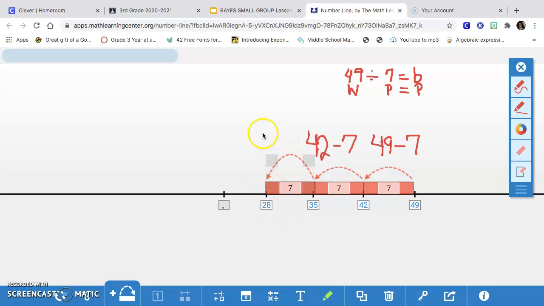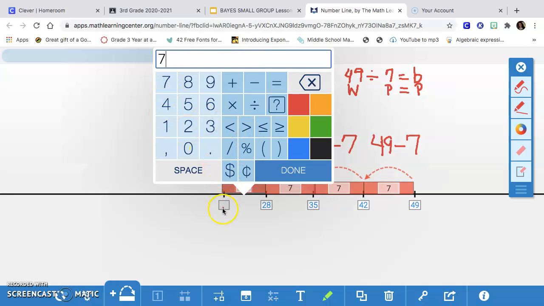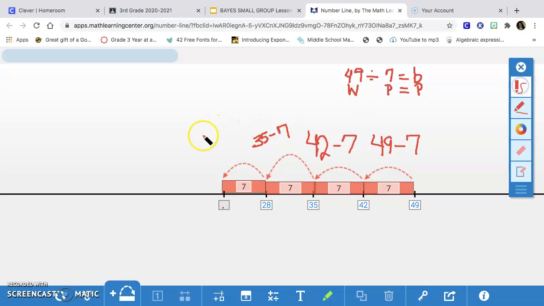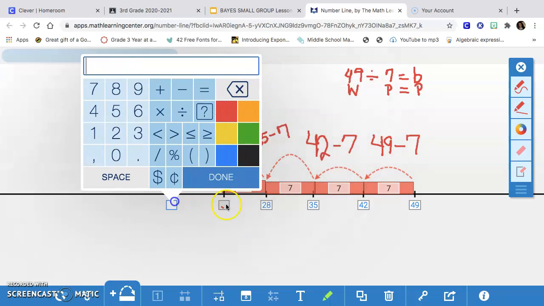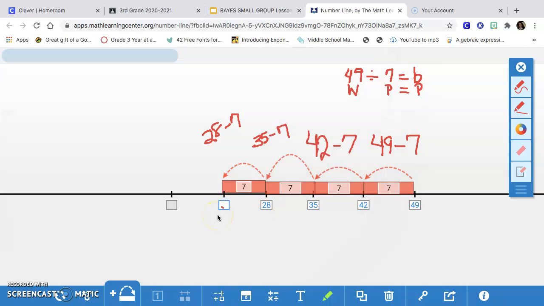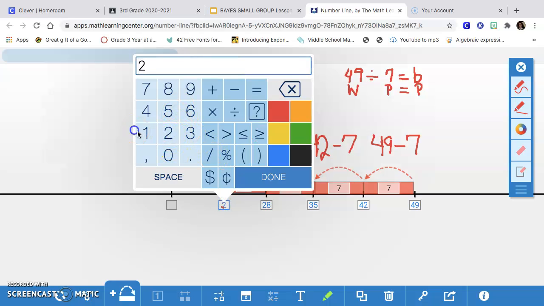It's okay. So this one's going to be 35 minus 7. And that gives us 28. Now we're going to do another hop of 7. And that's going to equal 28 minus 7. And we now all know that 28 minus 7 equals 21.